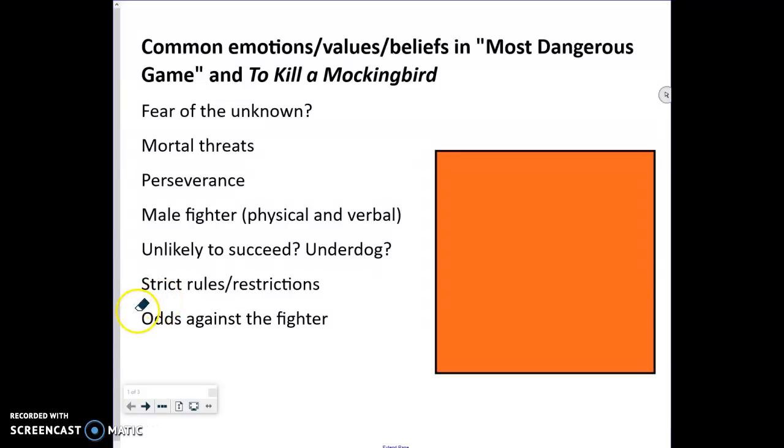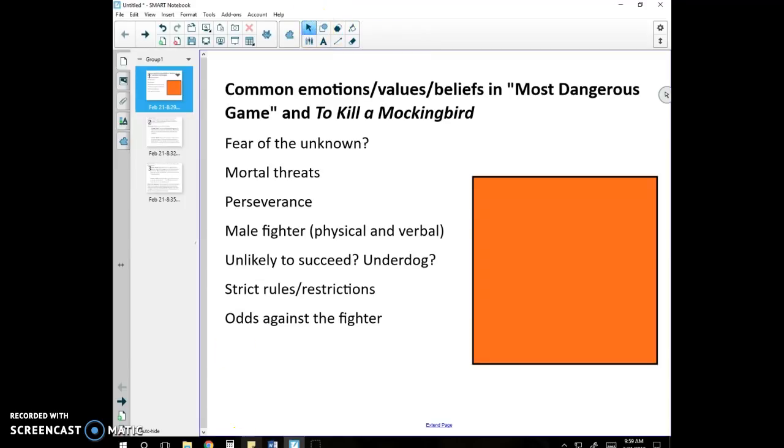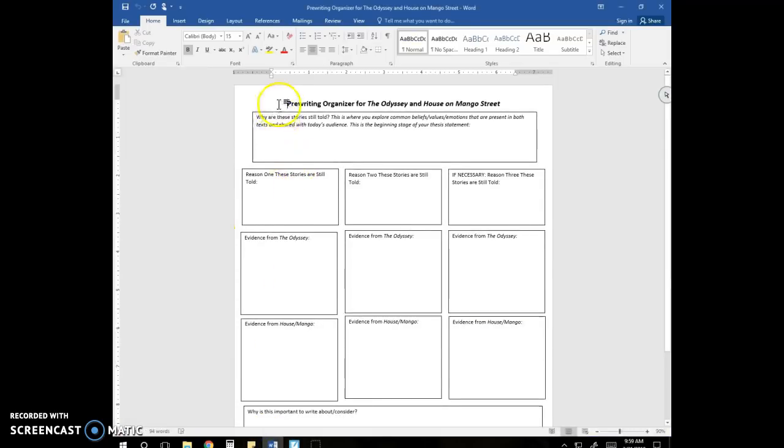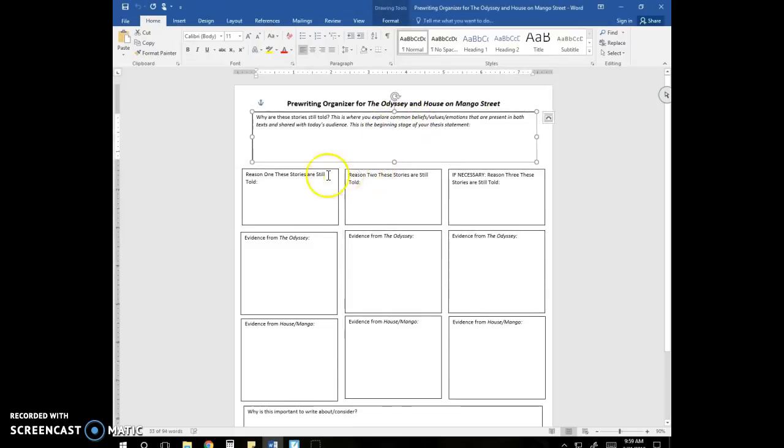So this presentation is showing you what steps you should take in filling out this. This is the pre-writing organizer. And what this sheet does is it helps you organize your ideas. So up here, this is like the baby version of your thesis, right? This is the beginning stage of your thesis statement.